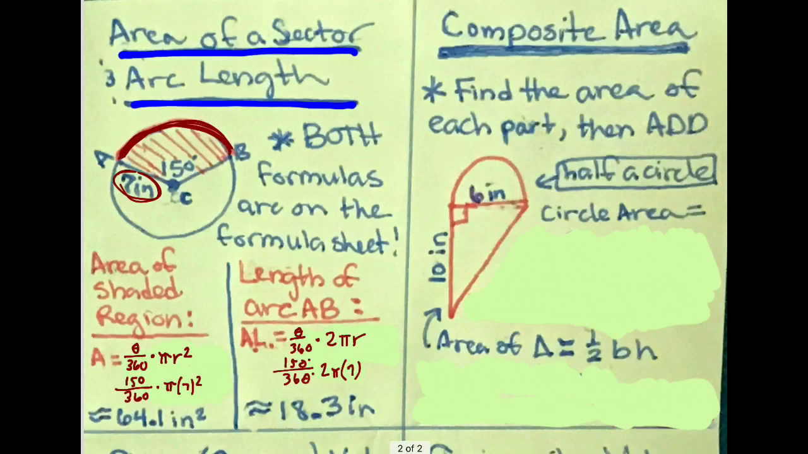So on box 2, I wanted to show an example of composite area. Composite just means two different shapes put together.